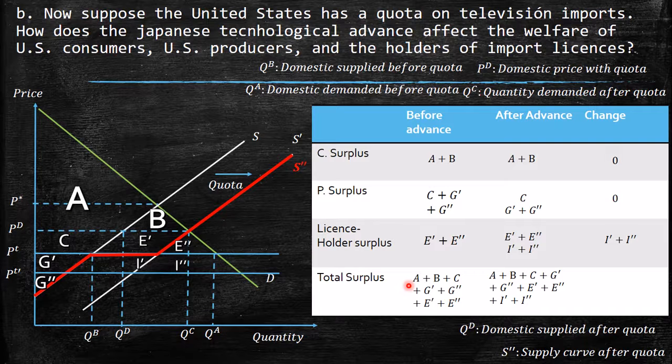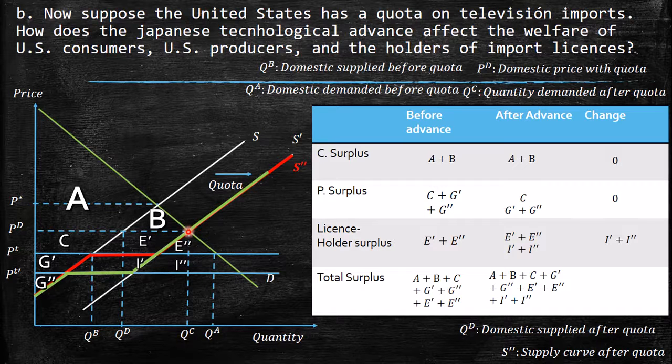After the technological advance, you see here how the PT prime appears. So this is going to be the new price of the market. So now the quota will work as this. Okay, so when the original supply curve reaches the PT prime, this is going to be the quantity imported by the license holders, and this one is going to start the supply curve again.